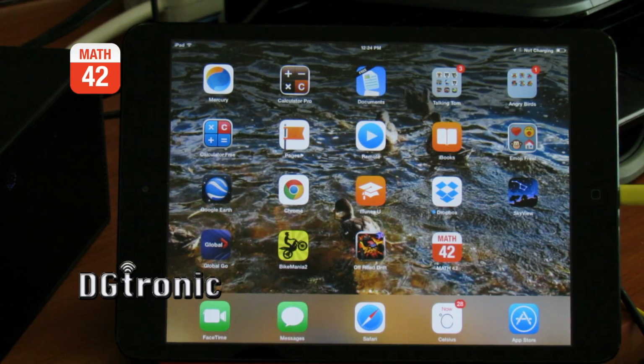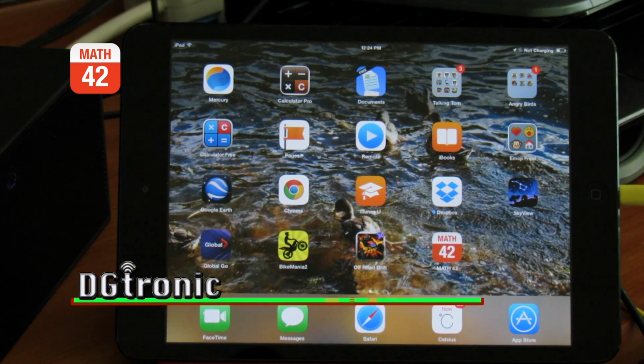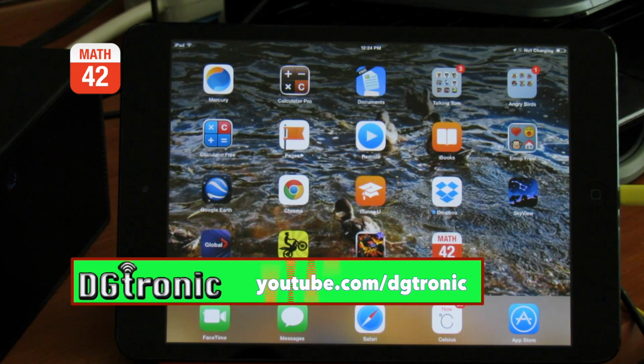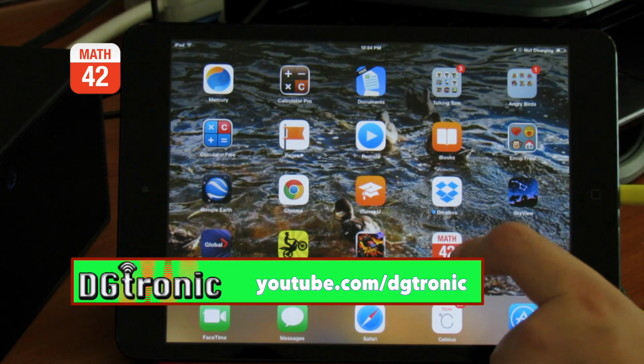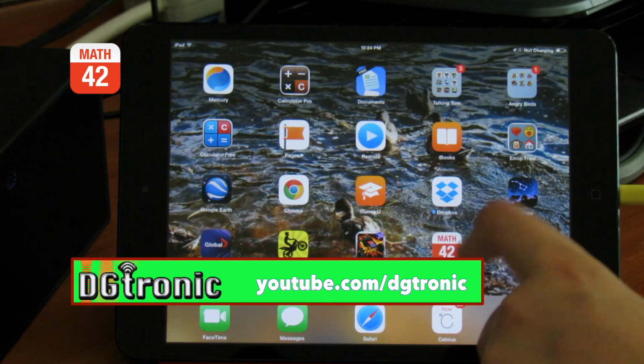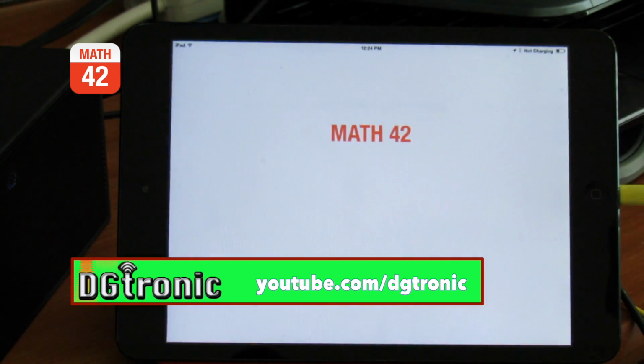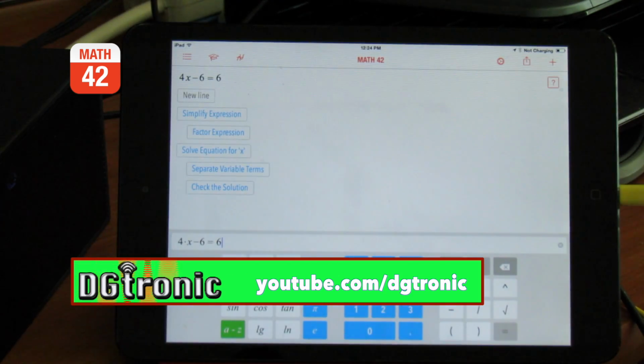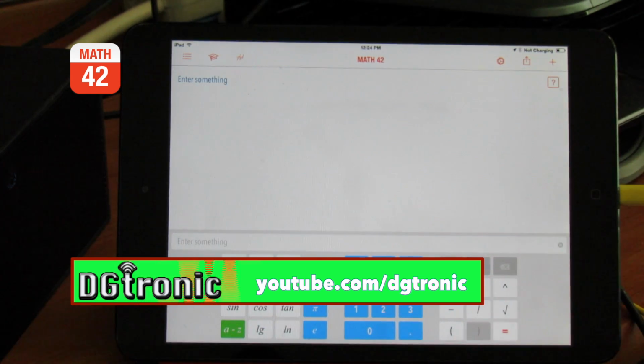This week's app is perfect for both teachers and students that have to deal with math from grade 5 to grade 12. The application is called Math42. Right there is the icon, and I'm just gonna straight on get into it.